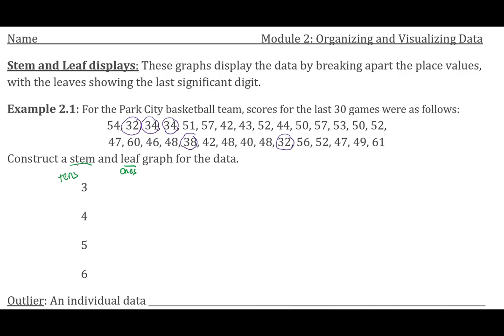Since our stem will be the tens place value, we are going to put the number 32 as a 3 followed by a 2. There's another 32, so we're going to put a second 2 here. Our next largest number is 34. We're going to put a 4 for that. Since there are two 34s, we're going to put a second 4. And then we're going to put a 38. So we'll put an 8 in the 3 row or in the 3 stem. And that will give us a stem and leaf display for the 30s.